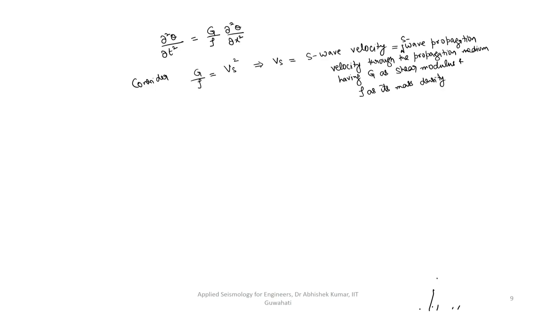So, for a medium having G as the shear modulus and ρ as the mass density, the ratio of G over ρ will equal the square of the shear wave velocity of that medium, or we can write Vs equals the square root of G over ρ. If you know the shear modulus and mass density of the medium, take the ratio of the two, take the square root, and you will get the shear velocity through that medium. So, keeping this equation, you get ∂²θ/∂t² = Vs² ∂²θ/∂x².